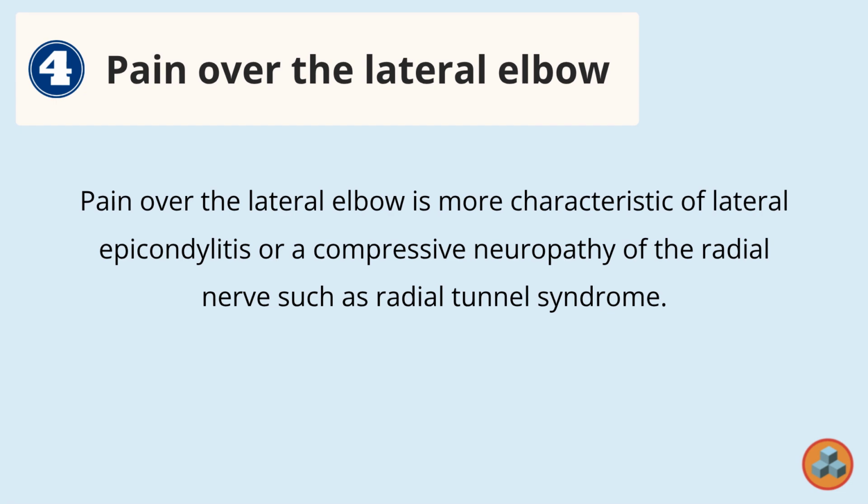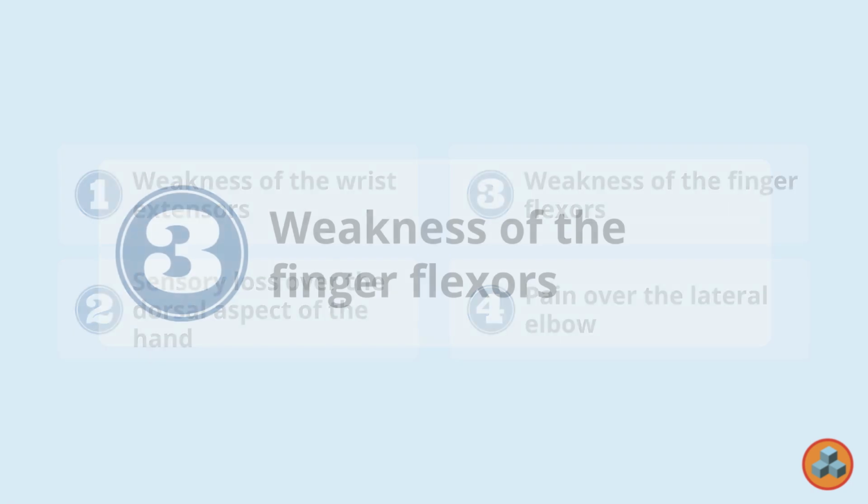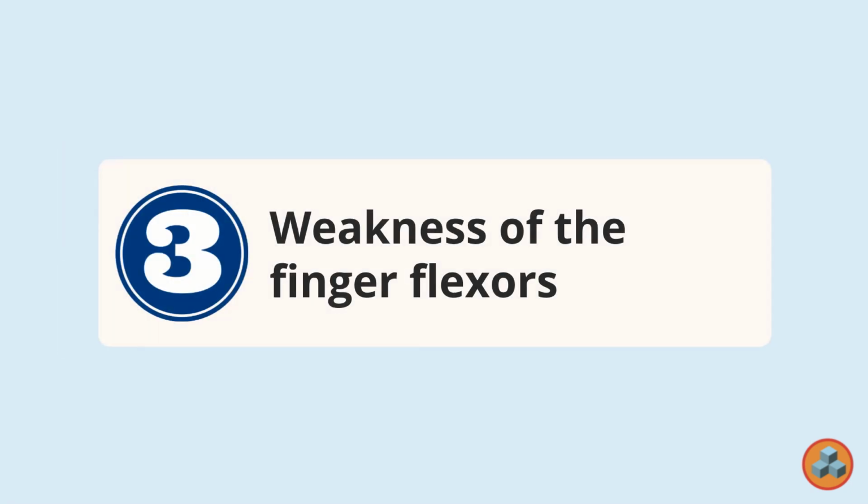Option 4, pain over the lateral elbow. Pronator syndrome would likely result in pain in the anterior forearm, lateral hand, and palmar aspect of the lateral digits. Pain over the lateral elbow is more characteristic of lateral epicondylitis, or a compressive neuropathy of the radial nerve, such as radial tunnel syndrome. When we follow the median nerve from the elbow distally and consider what it supplies along the way, weakness of the finger flexors is the finding that fits perfectly with a proximal median nerve entrapment. The correct answer is option 3.